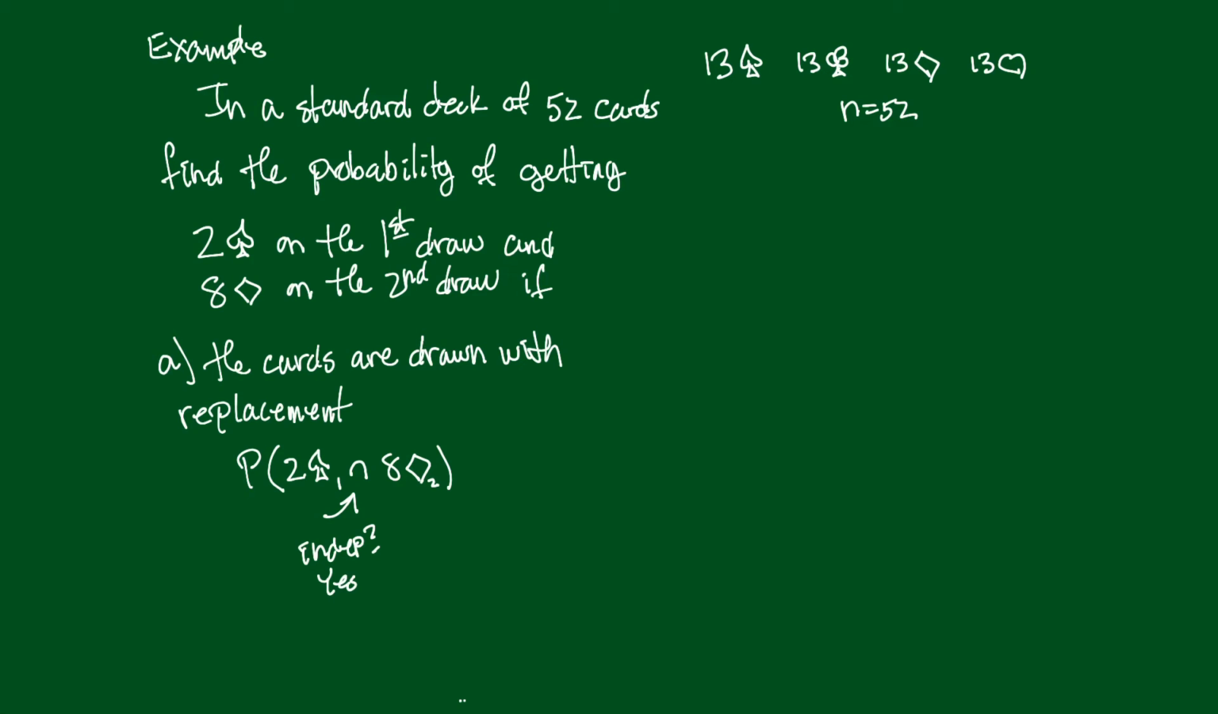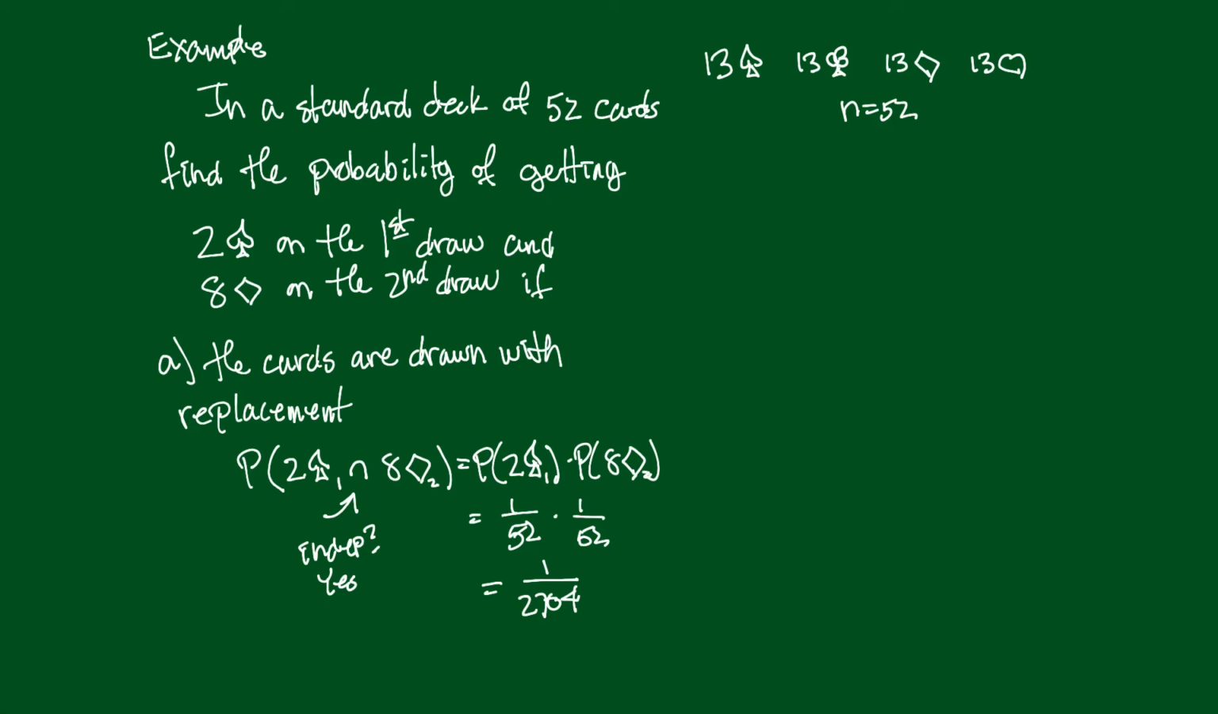Whenever I see that and sign, I ask that question, are they independent? So they are. So I'm looking at this. What's the probability of getting a 2 of spades on the first draw times the probability of an 8 of diamonds on the second draw? Well, there's only 1 2 of spades, so this is going to be 1 out of 52. Only 1 8 of diamonds, so this is going to be 1 out of 52. And that turns out to be, 1 times 1 is 1, 52 times 52 is 2704, according to my calculator.